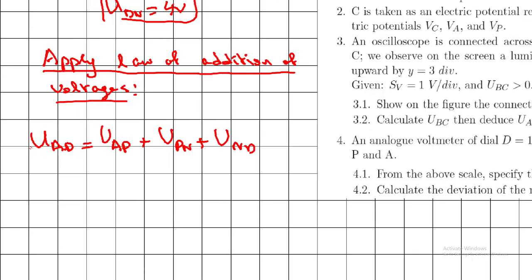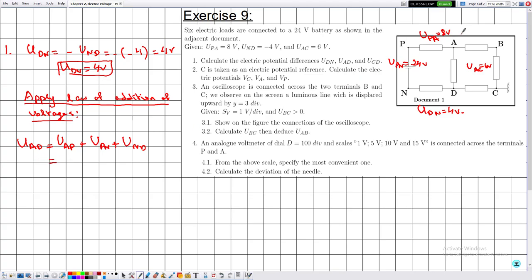So notice that this is a valid equation since we have started with A on both sides, ended with D on both sides, and we have inserted each letter twice. So in this case, UPA is equal to 8 volts, then UAP is given by minus 8, UPN is 24, and UDN is 4, so UND is minus 4. Now plugging this on the calculator, the value of UAD is given by 12 volts. So let me write here that UAD is equal to 12 volts.